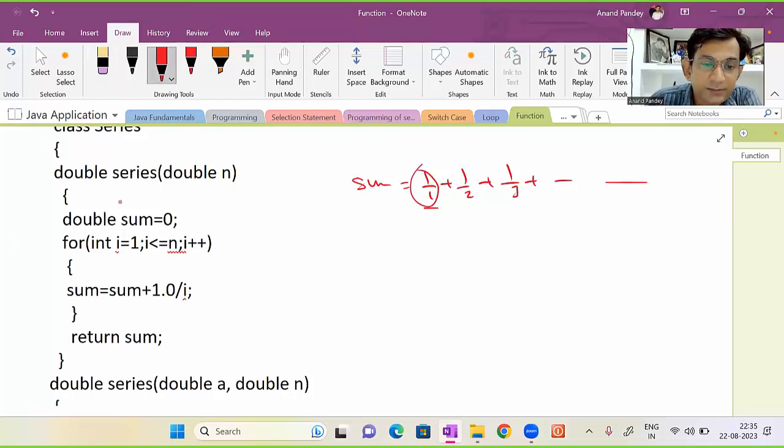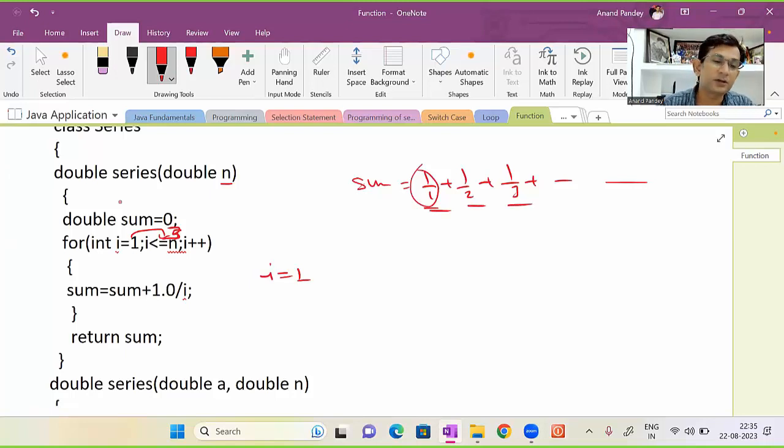Okay, now coming to this. First time the value of I will be 1. Condition will be true. Consider the value of n is 5, or 3, you can take 3. If the value of n is 3, it means we want to add how many terms? 3 terms.